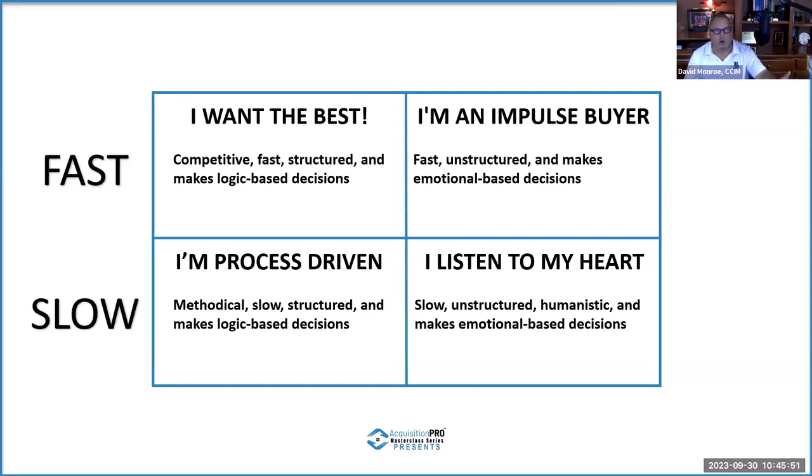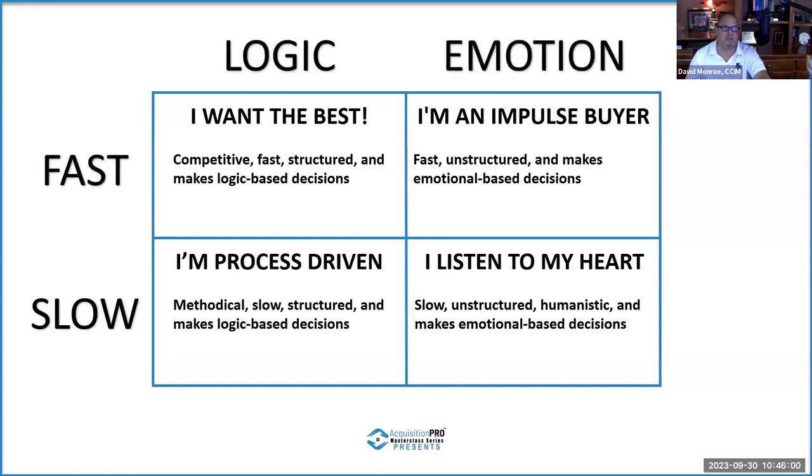And then your slow leads or your slow buyers are the bottom two. The two to the left are logic-based, and the two to the right are emotional-based, okay? So what's that mean to us? Well, your impulse buyers are your fastest buyers. They will buy just on a whim. These are the ones retailers target.